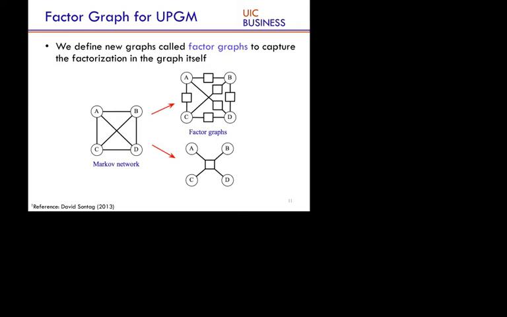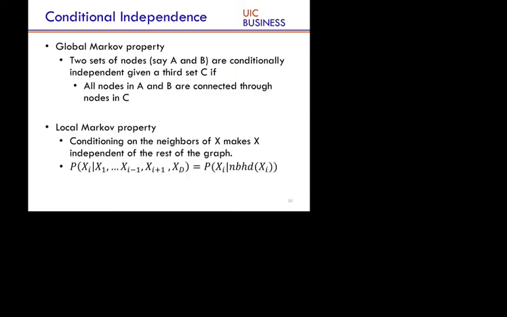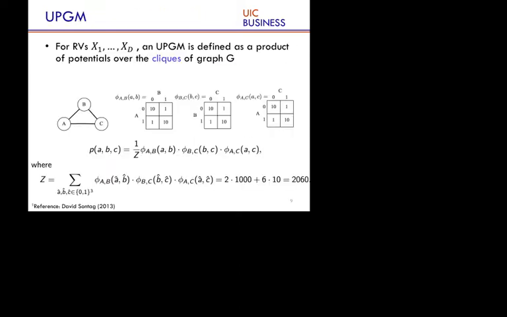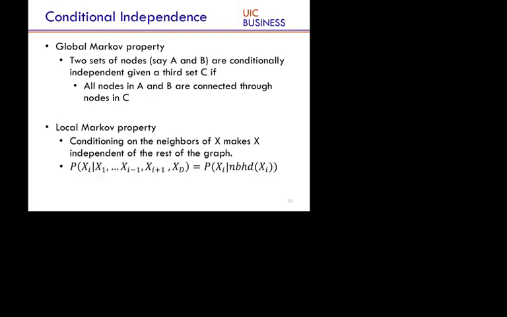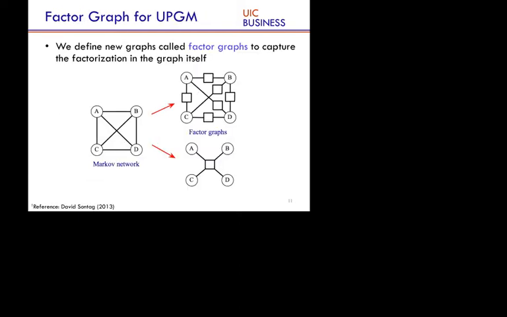These graphs are just additional annotations which also capture the factorization in the graph itself. If you look at this graph, you can't figure out which cliques were used in the factorization, in the representation for the joint distribution, right? For example, here, by just looking at the graph, you don't know whether there were 3 potentials used or a single potential, because ABC is also a single clique. So a single function was used or not. So to address that situation, factor graphs were defined.